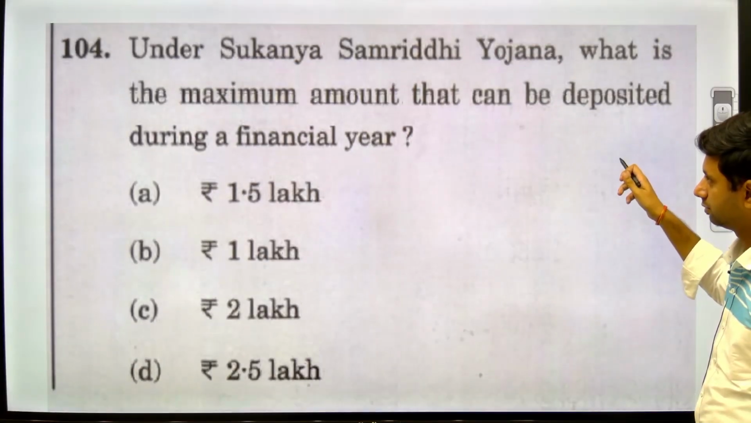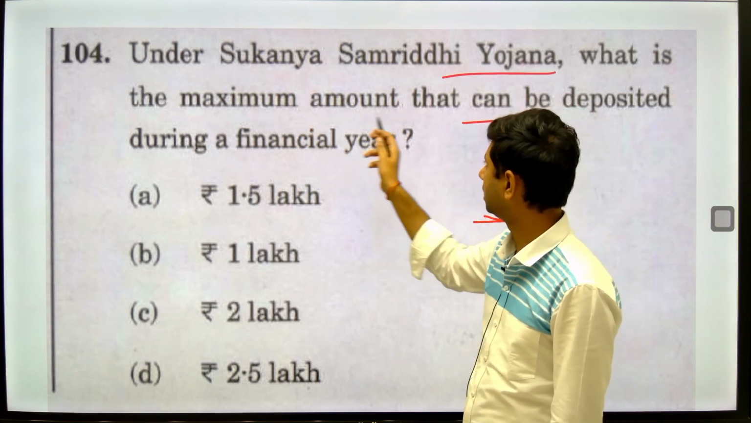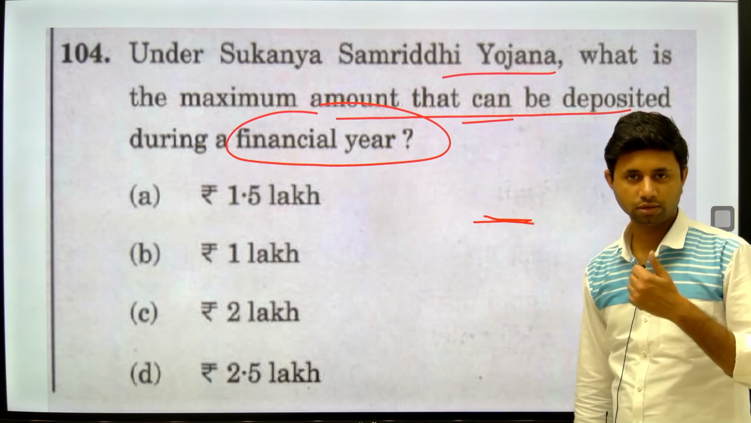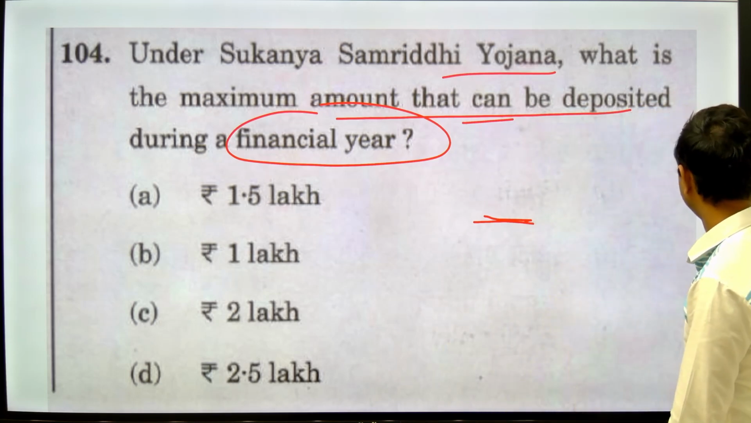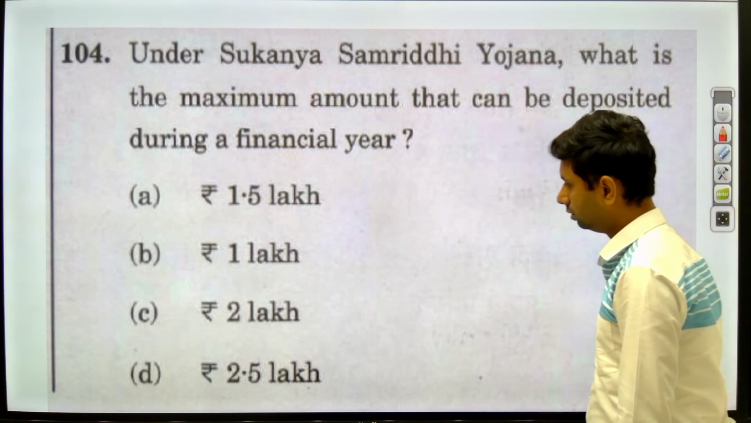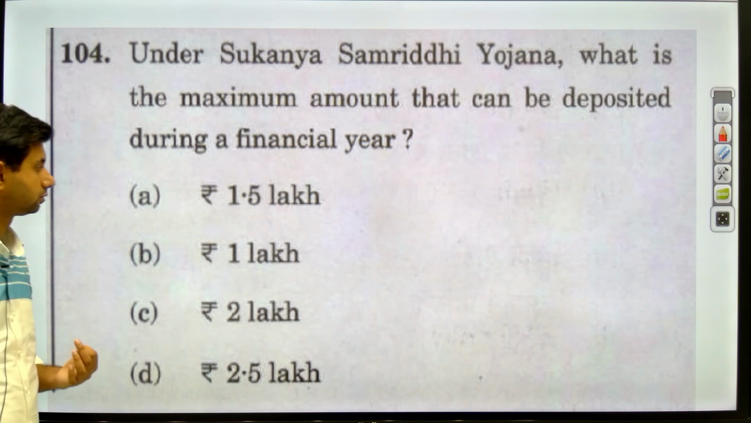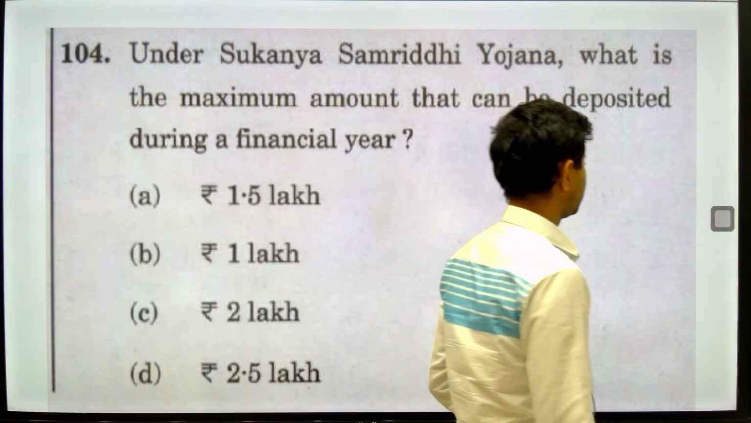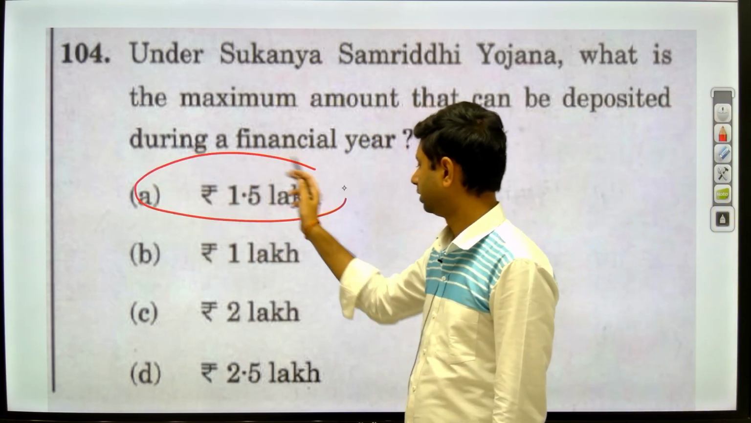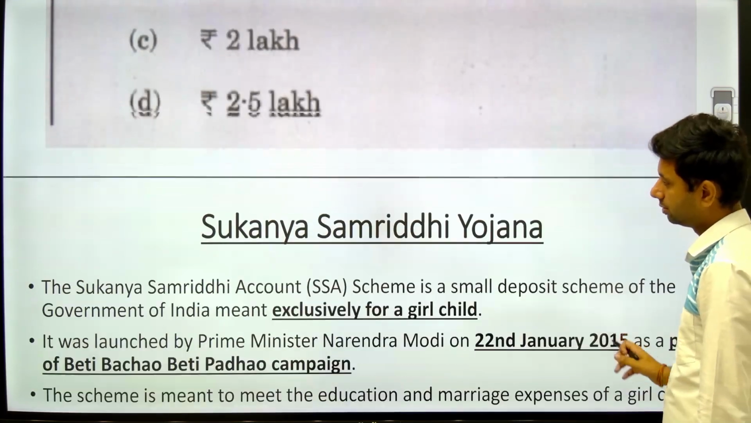Let's move on to the next question, which talks about under Sukanya Samriddhi Yojana, what is the maximum amount that can be deposited during a financial year. So within a single financial year, how much is the maximum amount that can be deposited? So the answer is 1.5 lakhs. So let's see the details about Sukanya Samriddhi Yojana.